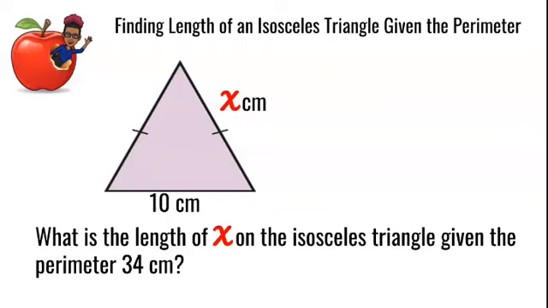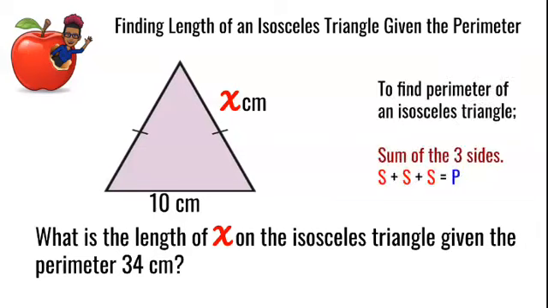Right, so you're already given the length of one side of the isosceles triangle. When you find x, x would also be the length of that other side, would also be the same as the length of x. So we have our perimeter of 34 centimeters and our length of 10 centimeters to work with.